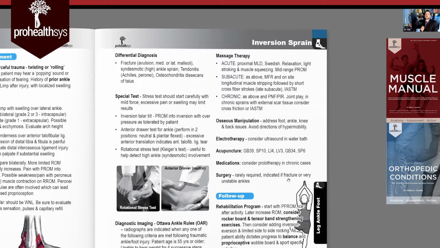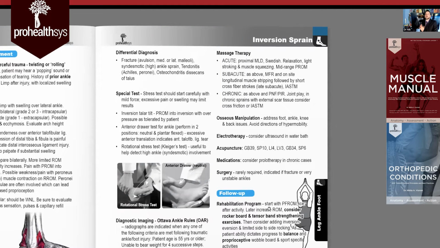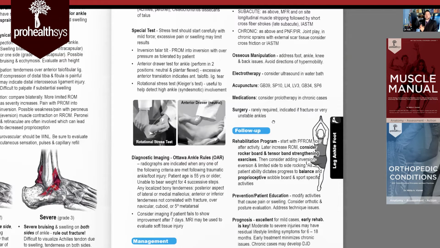And very rarely, surgical interventions may be done as well for extremely unstable ankles, but this is a pretty stable joint generally. So getting in there for the surgery, usually not warranted, but in severe cases or chronic recurrent cases, this might be an idea for you to co-manage with an orthopedic surgeon.